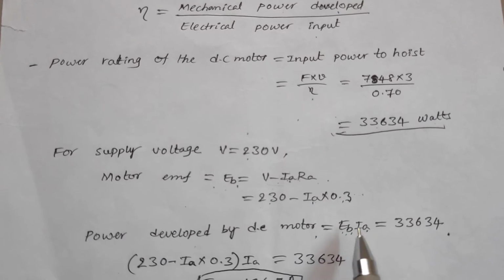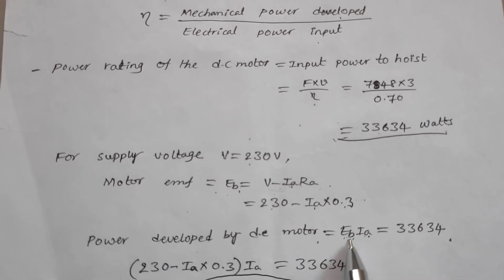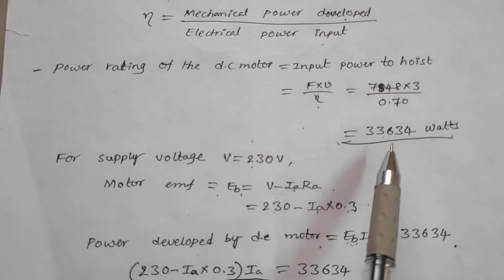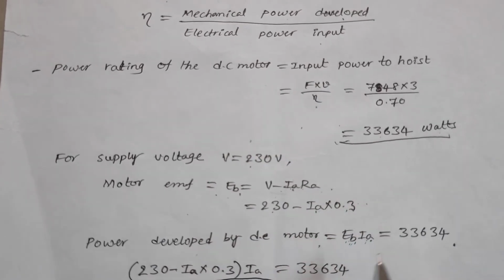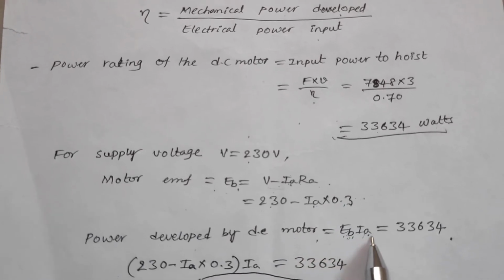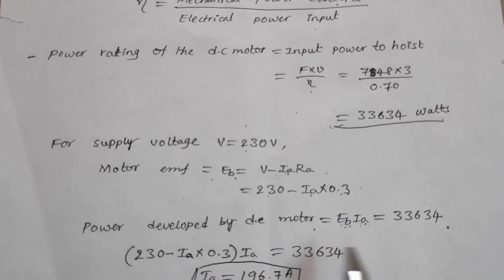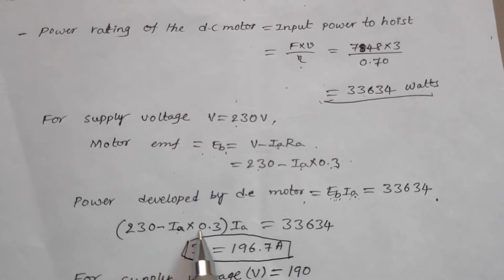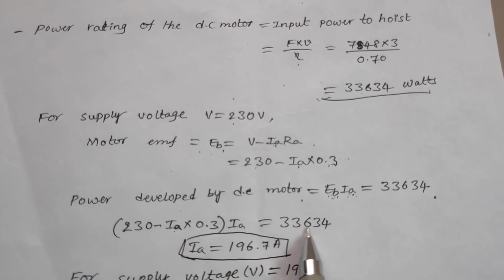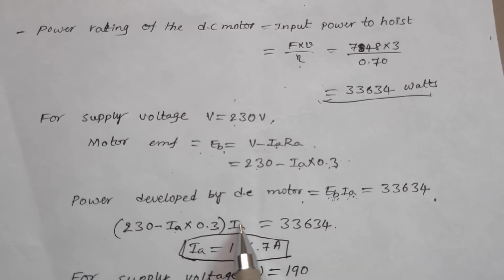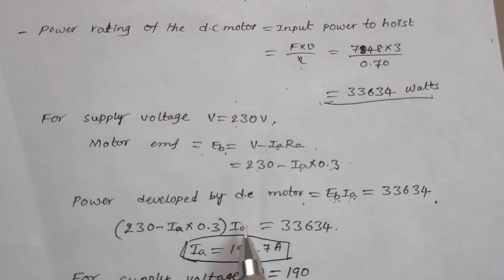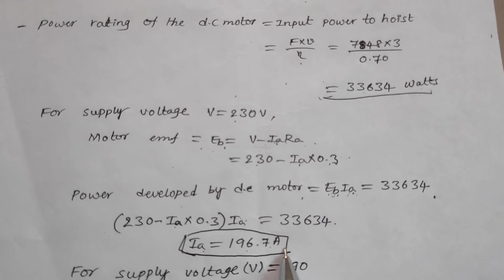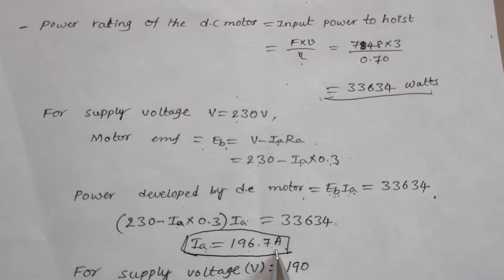So EB into IA, where IA is still unknown, but we know the power developed by the DC motor from the efficiency equation, which is 33,634. Now we can equate EB into IA equal to 33,634. That is, 230 minus IA into 0.3, into IA, is equal to 33,634. By solving this equation, we get IA equal to 196.7 amperes. Now we got the IA value.